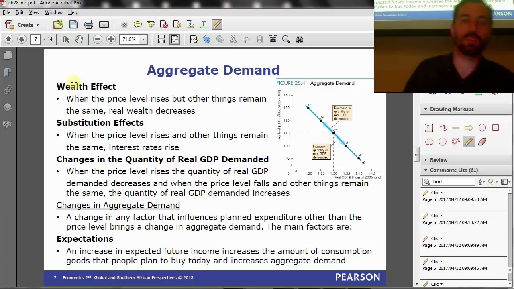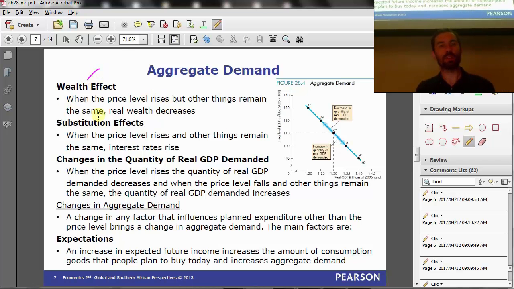In other words, the wealth effect: when the price level rises but other things remain the same, real wealth decreases. So if prices go up, real wealth goes down. Remember, if we're talking about consumption, it is equal to A plus BY. A is the amount that you consume independent of your income, and one of the factors that determines A is your wealth. What is wealth? It's things like past savings and your assets.